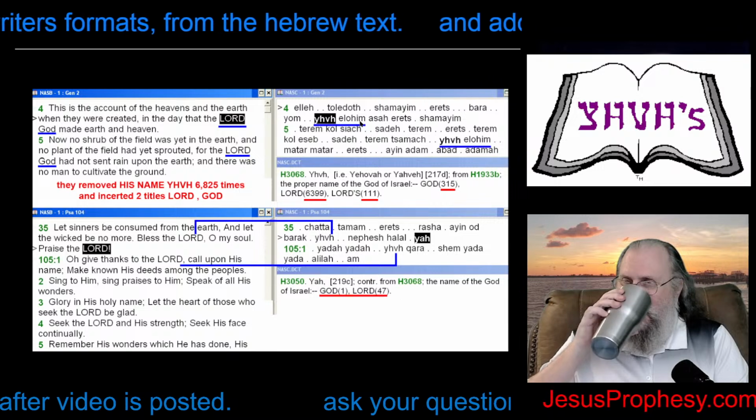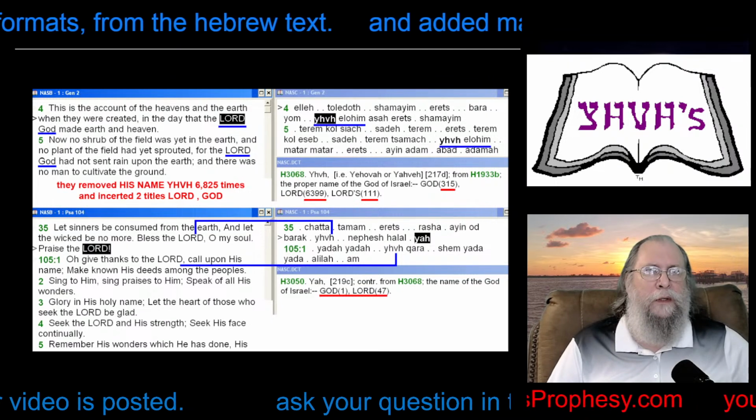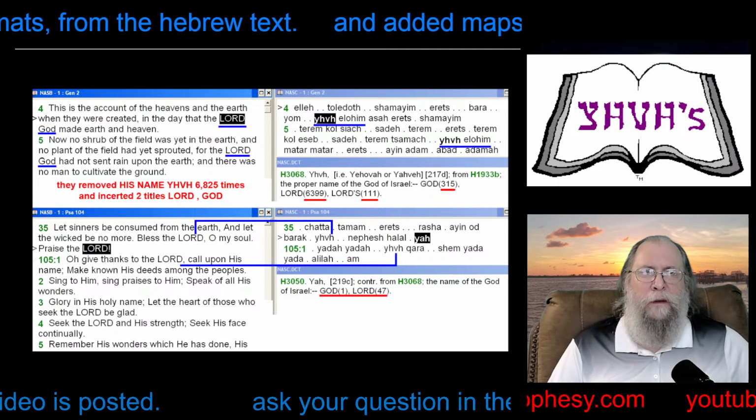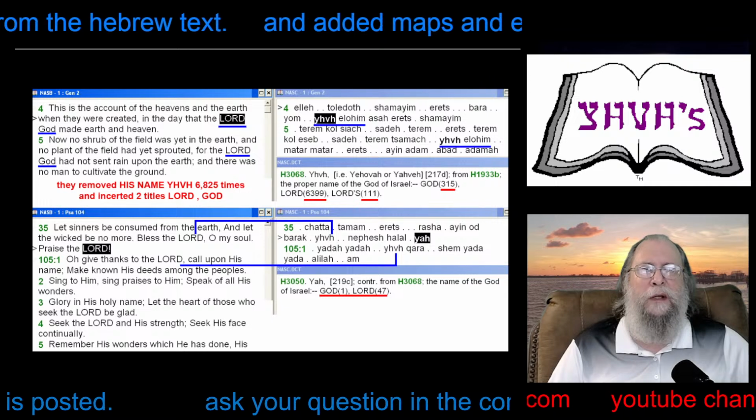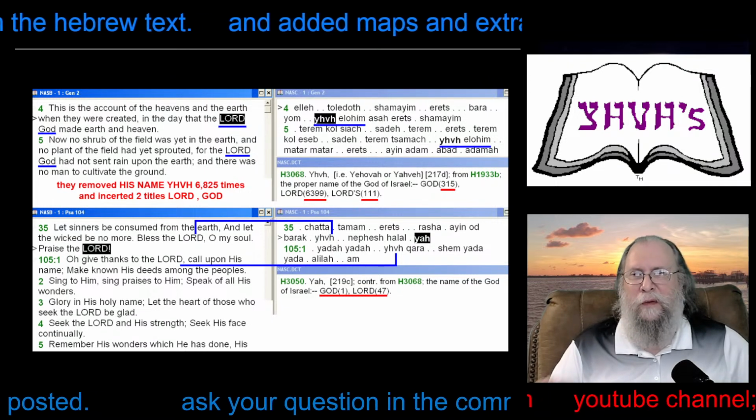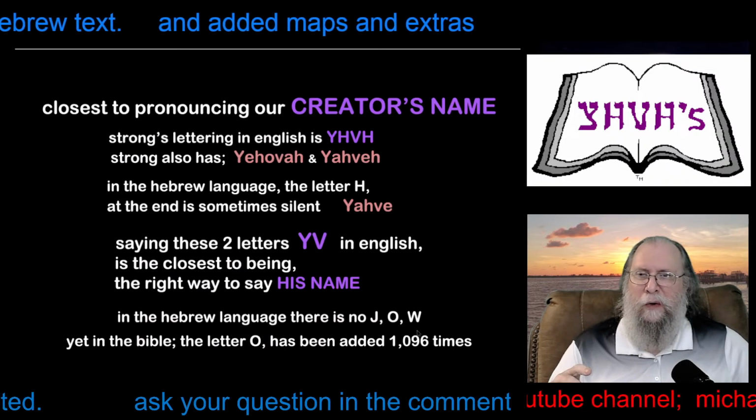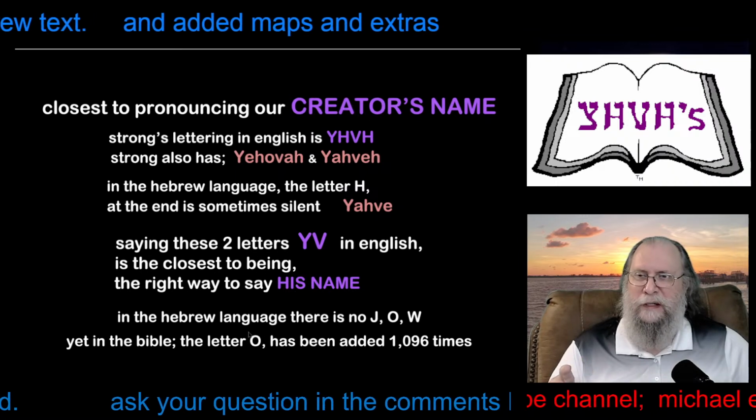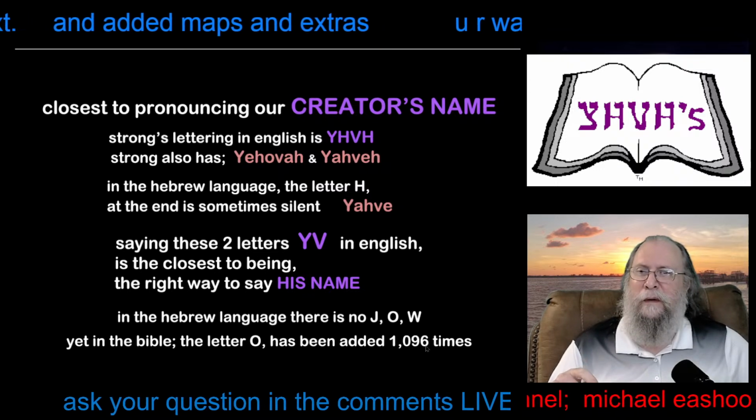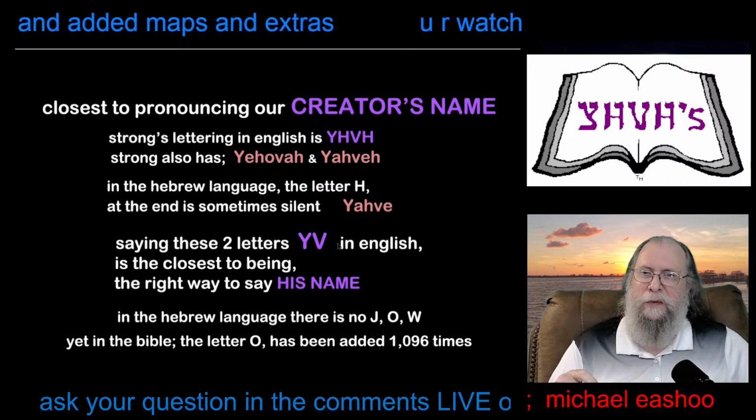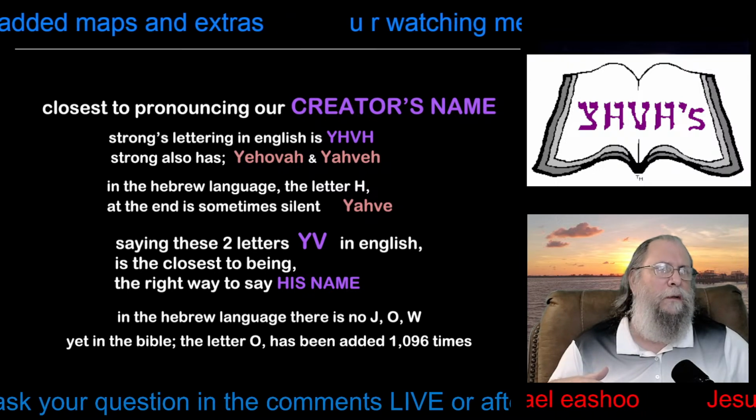So, yes, the book is so distorted and so corrupt, but it's my skill, our Creator's given me the knowledge to explain everything to you this way. By the way, they didn't have no J, O, or W, and yet they actually have the single letter O mentioned 1,096 times. So this is my explanation of why I use just these 2 letters, and you say it in Hebrew is a lot closer than what everybody else is doing.